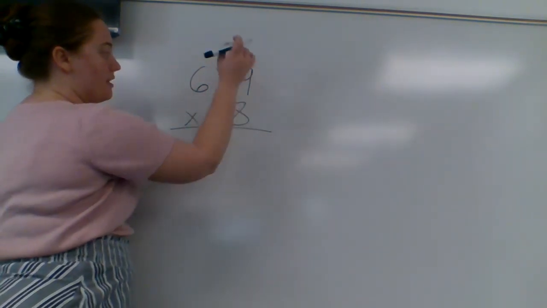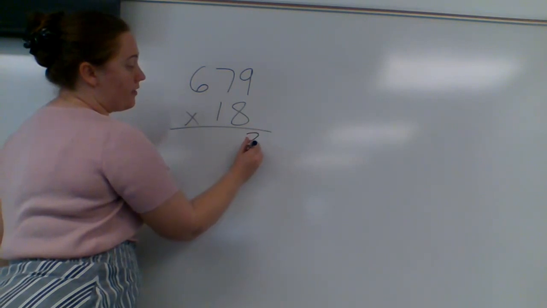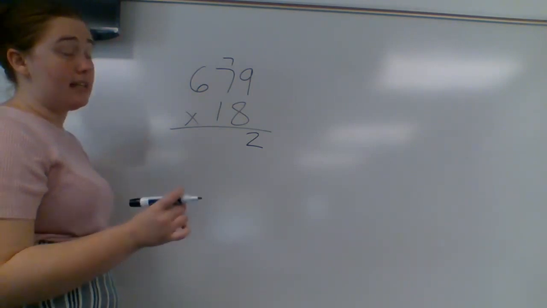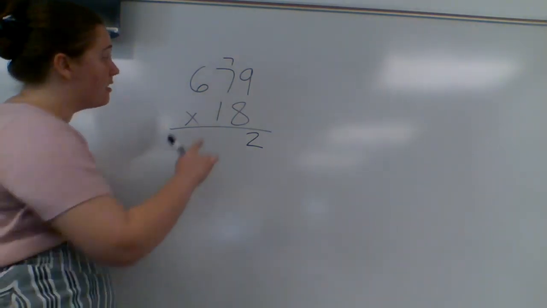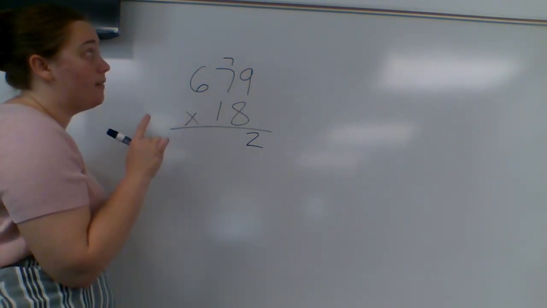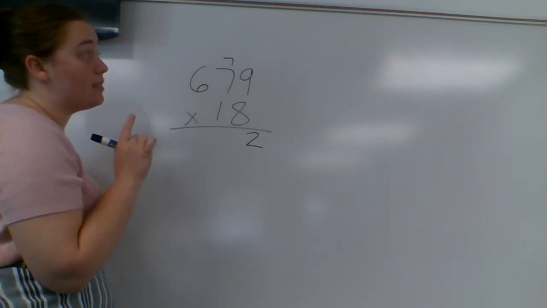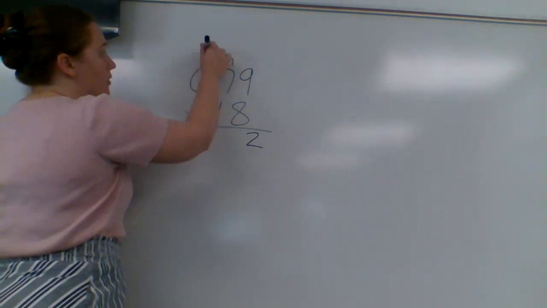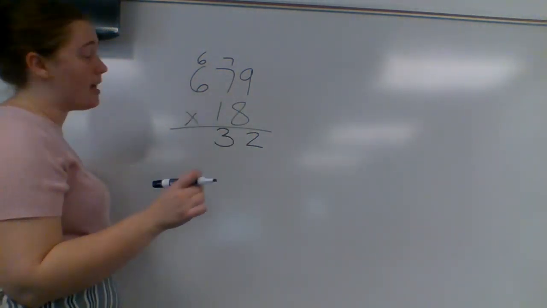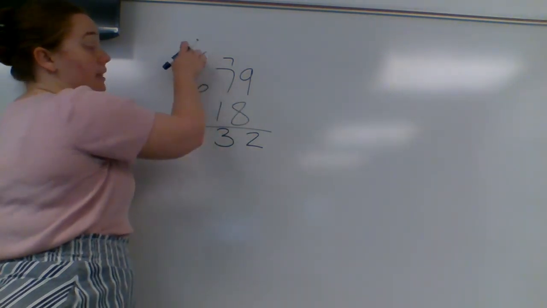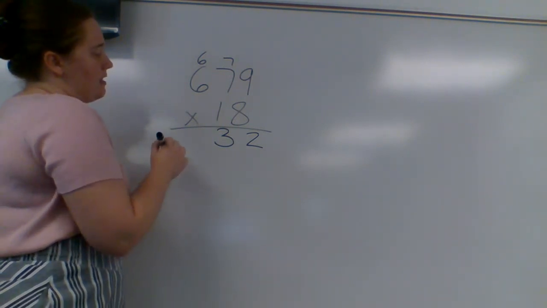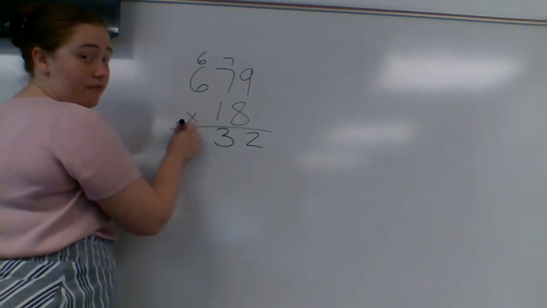Let's go and do 8 times 9 first. 8 times 9 is 72. Put the 7 up here. 8 times 7 is what? 56. 56 plus 7, oh, 6 plus 7 is 13. Carry the 1. 5 plus 1 is 6. So 63. Put the 6 up here, 3 goes down here. 8 times 6 is 48. 48 plus my carried number 6. 48 plus 6 is 54.